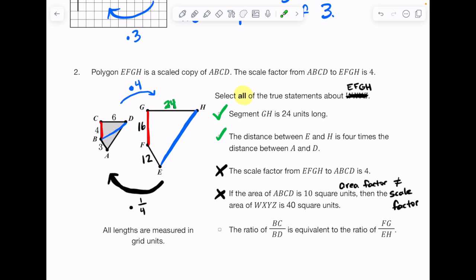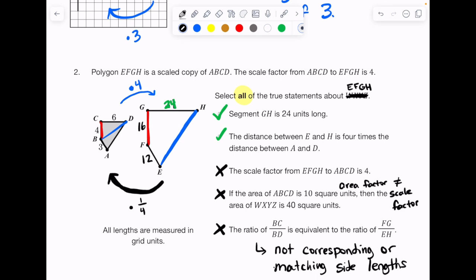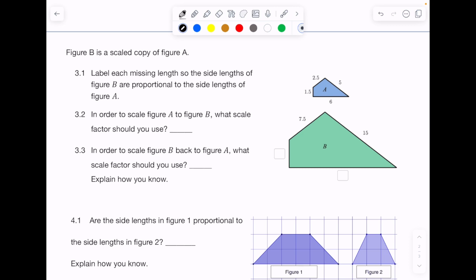So if we had something different, like BC divided by AD, then this would be correct. There would be a proportional relationship because we'd have equivalent ratios. But since these aren't corresponding or matching, they're not talking about the same part, those are not going to give us equivalent ratios. So that is incorrect. Not corresponding or matching side lengths, those don't match up. Going on to question 3.